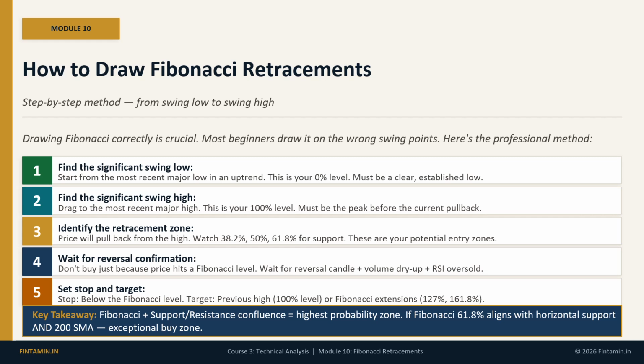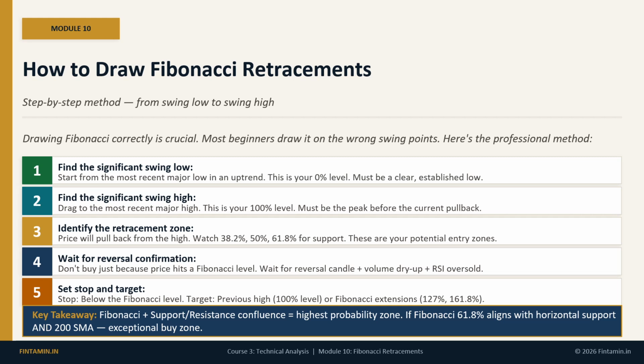average. Really powerful: when the 61.8% Fibonacci level aligns with a horizontal support and the 200 SMA, 3 different tools pointing to the same price level, the probability of a bounce there is very high. Fibonacci extensions tell you how far the move will go after the reversal. The 127.2% extension is your profit target.